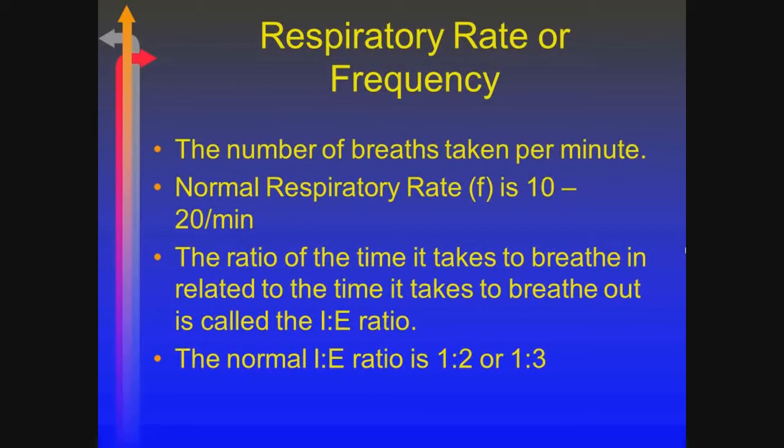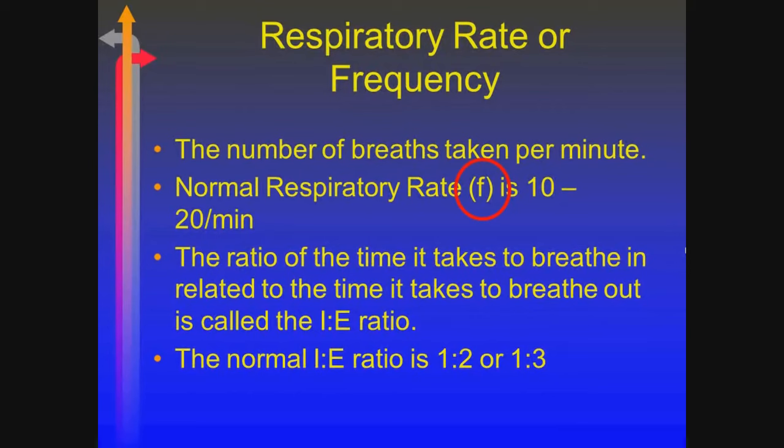I didn't make the rules, but there they are. Normal respiratory rate is somewhere between 10 and 20 breaths per minute. And we talked previously about this concept of I:E ratio, that there is a duration of time you spend in inspiration compared with that in expiration, and normally it's somewhere between a 1 to 2 to 1 to 3 I:E ratio. When somebody gets into respiratory distress, that ratio goes down.